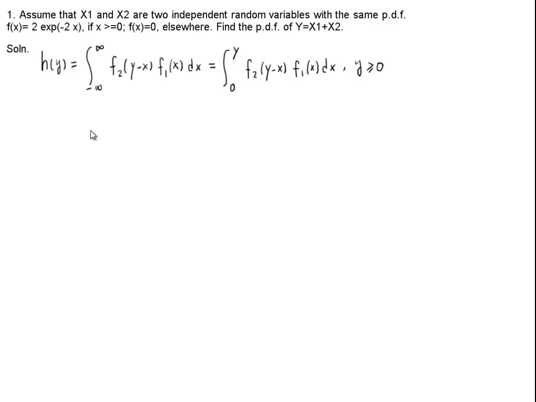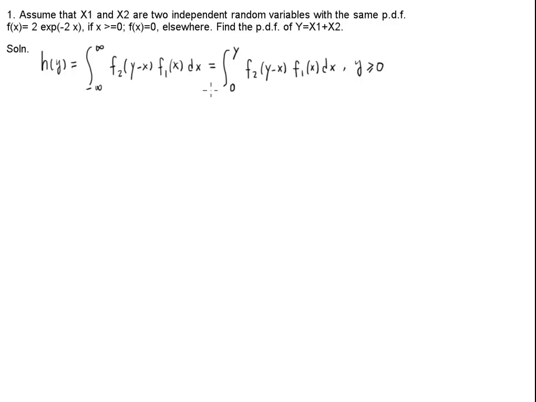Let's look at this problem over here. We are trying to find the probability density function of a sum of two independent random variables. Now, according to our text, this density function is given by this integral called the convolution. And because both x1 and x2 are non-negative random variables, we can see that the density function is non-zero only for x greater than or equal to 0.